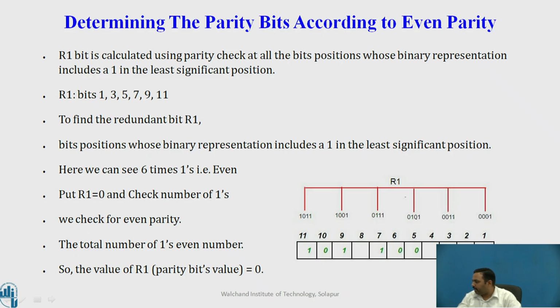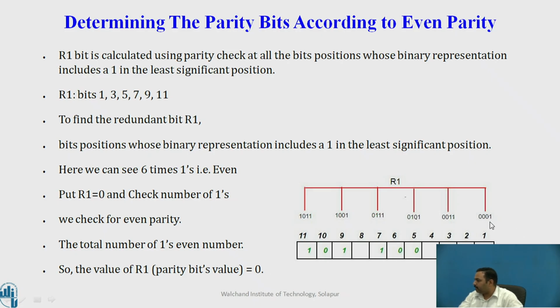Now after putting R1 equal to 0, we count the ones in this code. Instead of R1 we have put 0. Now we calculate the total number of ones: 1, 2, 3, 4. The total number of 1s is even, that is 4, so the value of the R1 parity bit is 0. Here we have two validations.